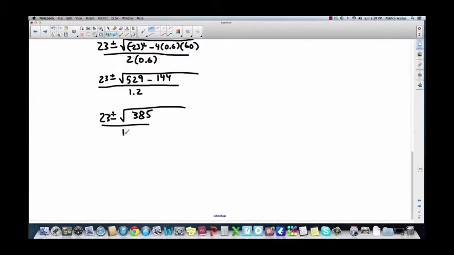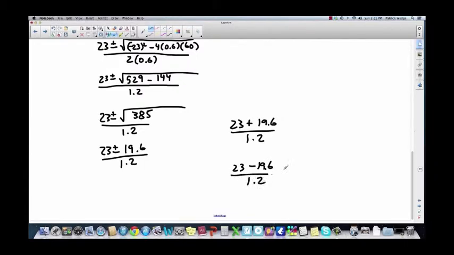Now, this is the sort of question where I'd ask you to give the answer as a decimal. So let's do that. 23 plus or minus about 19.6, we'll just go to one decimal. So 23 plus or minus 19.6 over 1.2. So we have two answers. One's 23 plus 19.6 over 1.2, and one's 23 minus 19.6 over 1.2. Let's keep going with both of those and see if they both make sense or not.